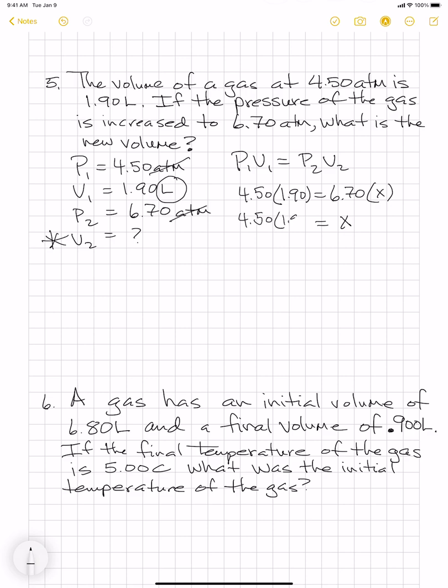4.50 times 1.90 divided by 6.70. Okay, so there you go. You've got your pretty simple problem here again and again and again. It's the same thing. And so what's the answer to number 5? Well, x comes out to be 1.28 liters. There it is.